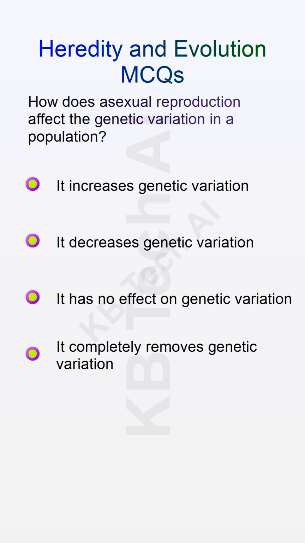How does asexual reproduction affect the genetic variation in a population? Option 1, it increases genetic variation. Option 2, it decreases genetic variation. Option 3, it has no effect on genetic variation. Option 4, it completely removes genetic variation.